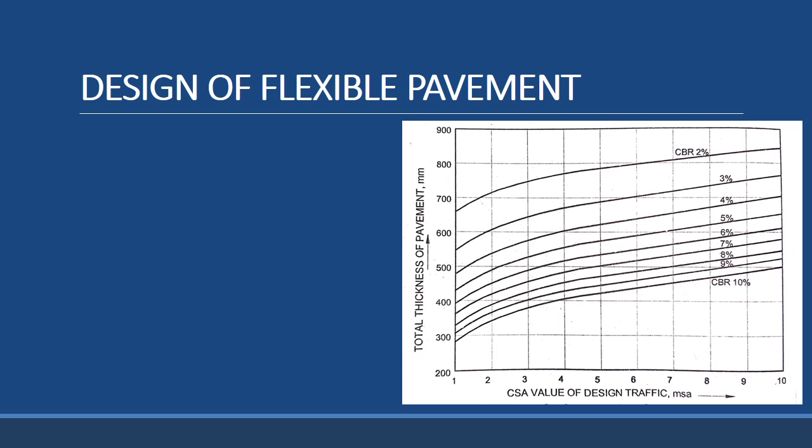For our particular problem we will follow the curve for 5% CBR, that is the fourth curve, counting from 2% CBR: first 2%, second, third 3%, 4%, 5%. So we will follow the curve for 5% CBR and check the MSA value. Our MSA value is 3 million standard axles. So we will refer to our 3 MSA, come up to our 5% CBR, and check the thickness.